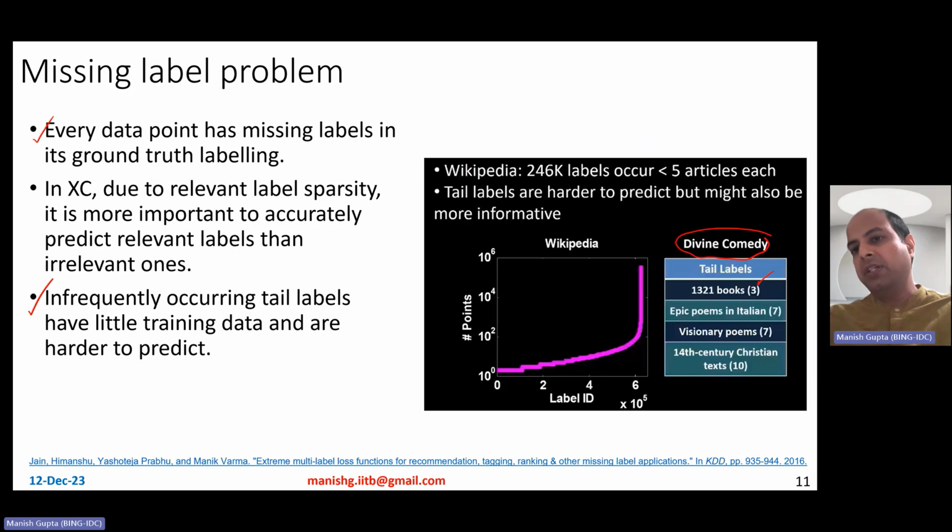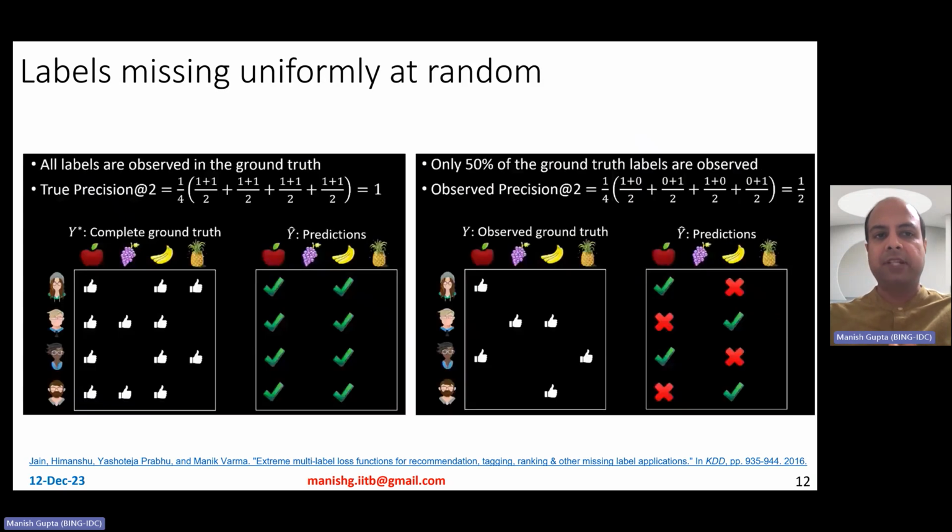However, in extreme classification, the label set is very large, and for a particular data point, only a few labels apply. So rather than caring about all the labels, negative labels also, you only care about positive labels. So in XC, due to relevant label sparsity, it is more important to accurately predict relevant labels rather than irrelevant ones. You ignore those null or irrelevant or negative labels completely. So that's a little difference.